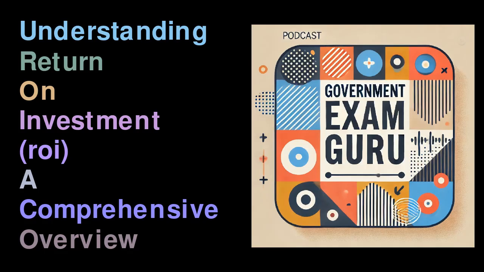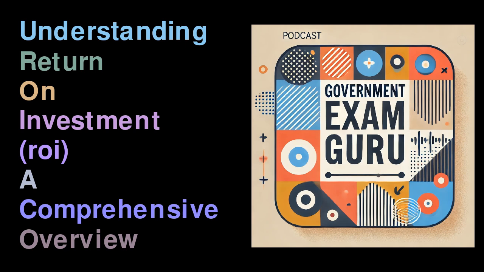Understanding Return on Investment, ROI. A comprehensive overview. Return on investment, ROI, is a crucial performance metric that serves as a yardstick for evaluating the efficiency or profitability of an investment. By measuring the returns relative to the investment's cost, ROI provides a straightforward way to compare various investment opportunities across different sectors and projects.